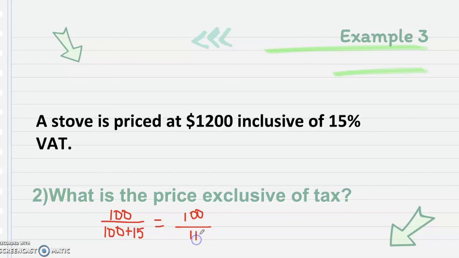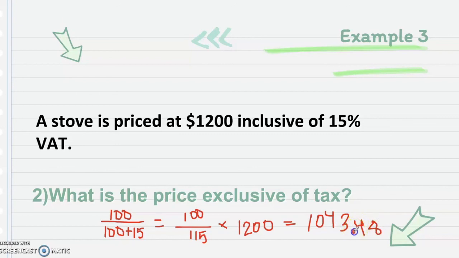And we're going to multiply that price they gave us inclusive of the tax. Okay, for this we can just multiply straight across. 1,200 times 100 and then divide by 115. And when we do that, we get an answer of $1,043.48, rounded to the nearest cent.